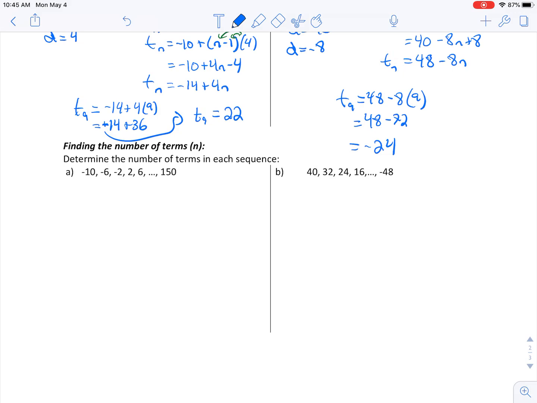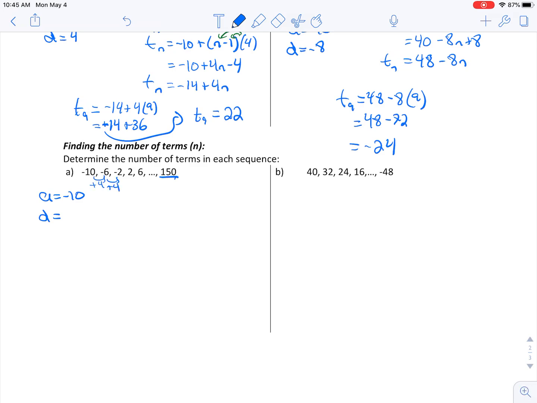So my 9th term is going to be a negative value, which is negative 24. Okay, so not too bad. Other things we can do, let's say we've got a sequence that actually ends at some point. So rather than count up all the terms that go to that endpoint, what we can do is use this formula that we had in order to get the number of terms that get to 150.